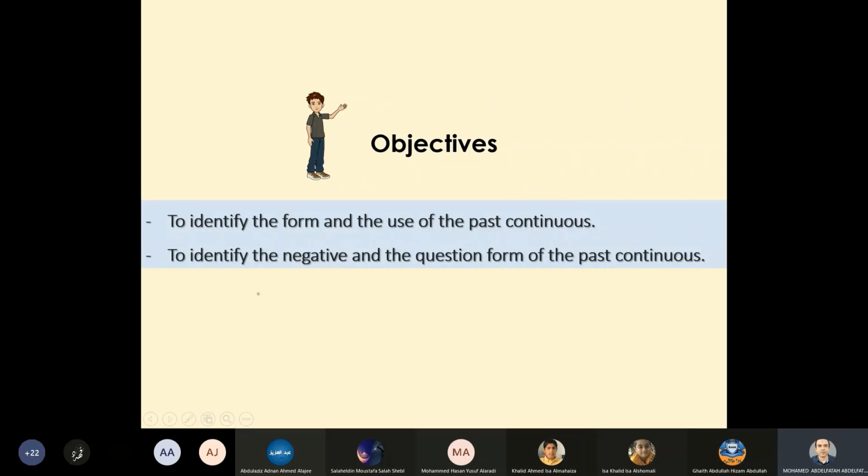And now let's move to Ghaith. Are you there, Ghaith? Yes, sir. Good morning. Good morning, Ghaith. Ghaith, can you help us read the objective number two about the past continuous tense? To identify the negative and the question form of the past continuous. Bravo, Ghaith. Bravo, Khalid. Good reading of you all. And now, students, let's get started.